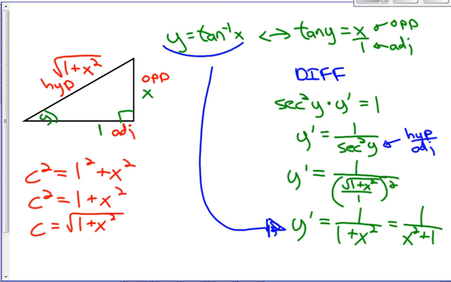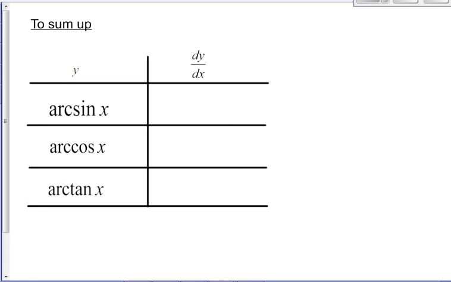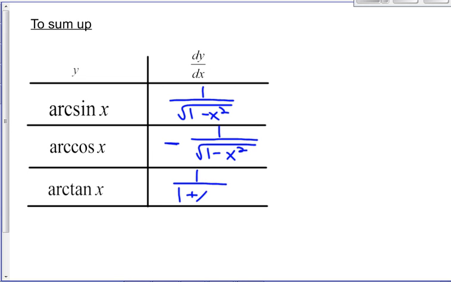Let's sum them all up. So now there are rules for us. Arcsine is 1 over the square root of 1 minus x squared. Arccos is negative, the same. And arctan is 1 over 1 plus x squared, or x squared plus 1. Whichever way you like it. Now that we know those rules, let's put them to use.